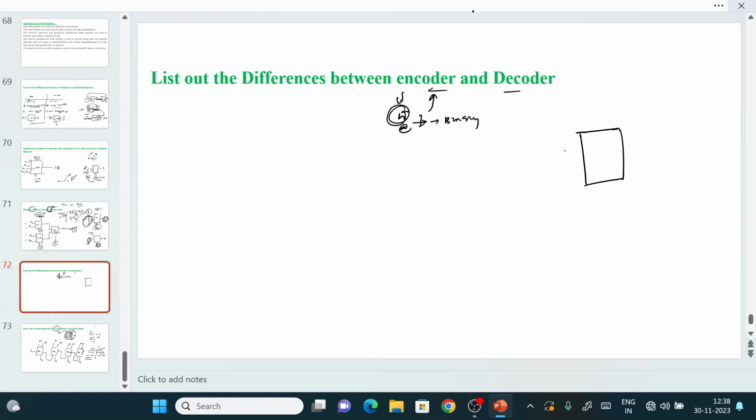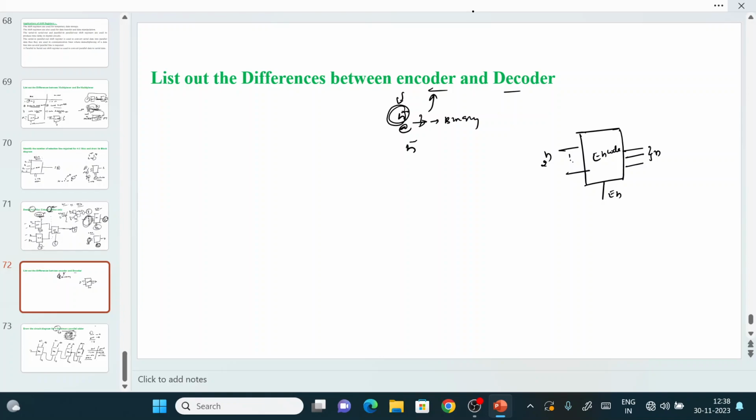Suppose, for example, the maximum number of input possibilities will be 2 power n, right? So how many bits will it convert? It will convert into n output values. This is what we call the encoder. Along with this, we will have one single enable line.